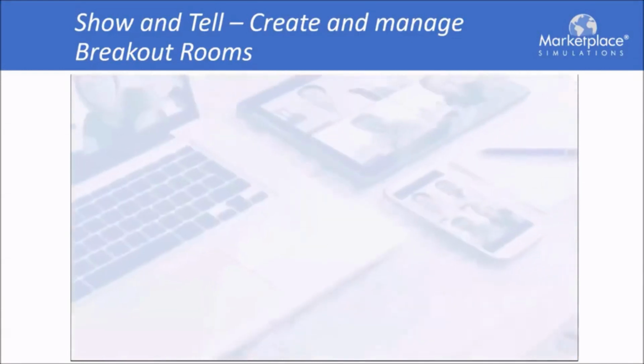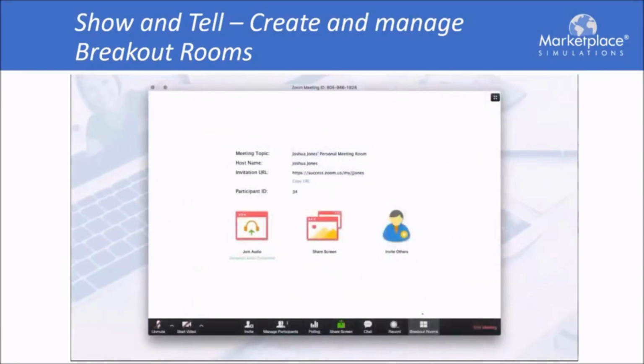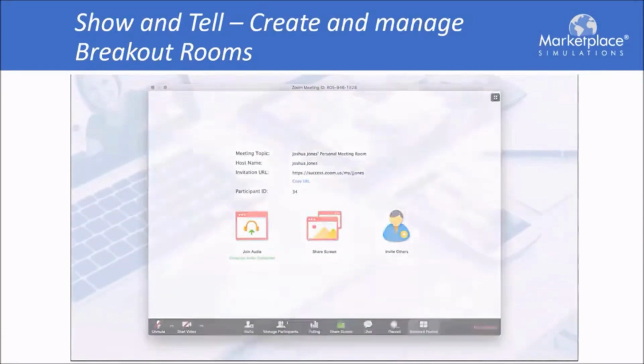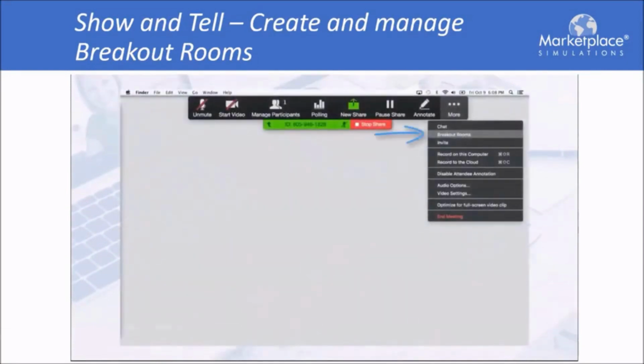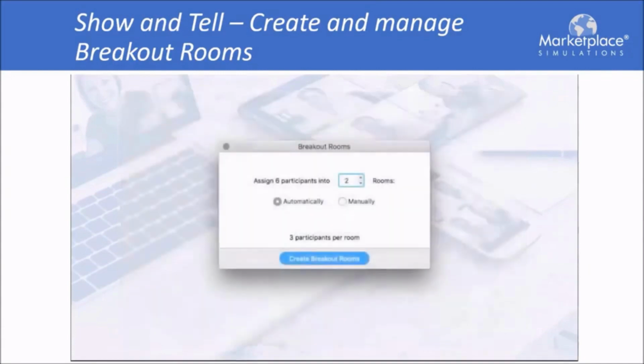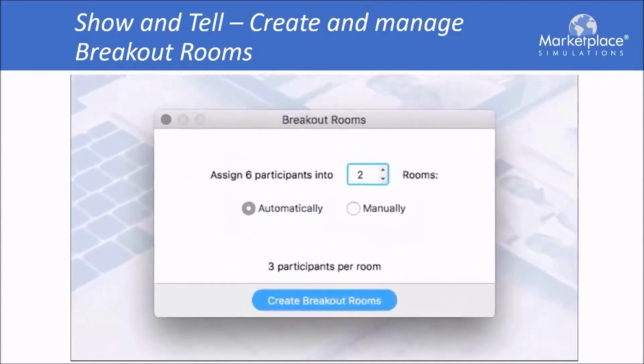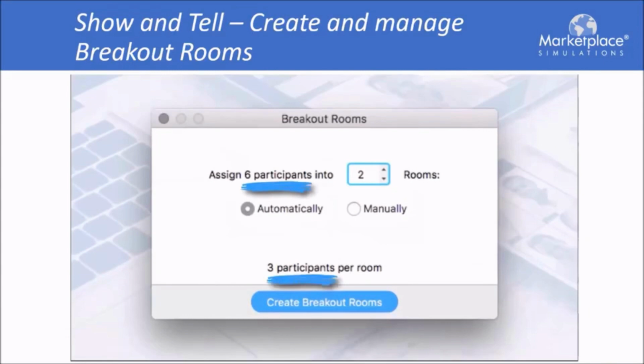The next time you host a Zoom meeting, you will see the Breakout Rooms button at the bottom of the Zoom panel. While you are sharing your screen, the button is under the More menu. Click here to start using breakout rooms. Zoom will show the number of eligible participants.